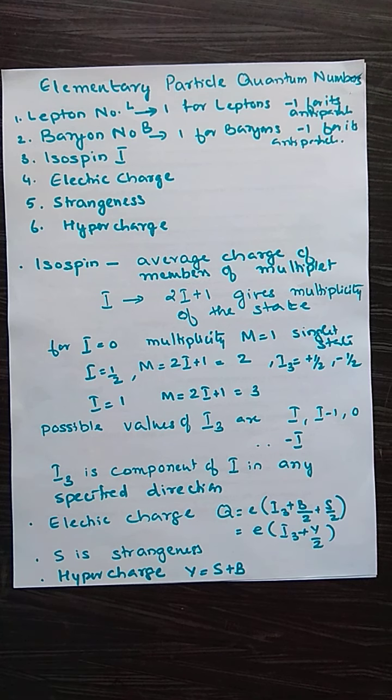Now coming to the elementary particle quantum numbers. You are already familiar with the quantum numbers of an atom, of an electron. You have discussed the orbital quantum number, spin quantum number, magnetic quantum number, so many quantum numbers in relation to an atom. Now we'll be discussing the quantum numbers related to an elementary particle. So first I'll list out the different quantum numbers to be discussed.